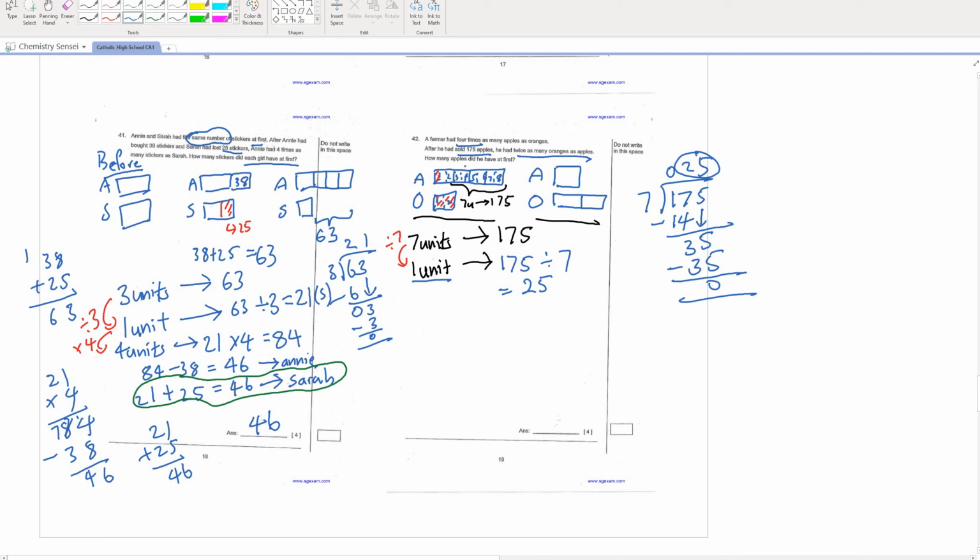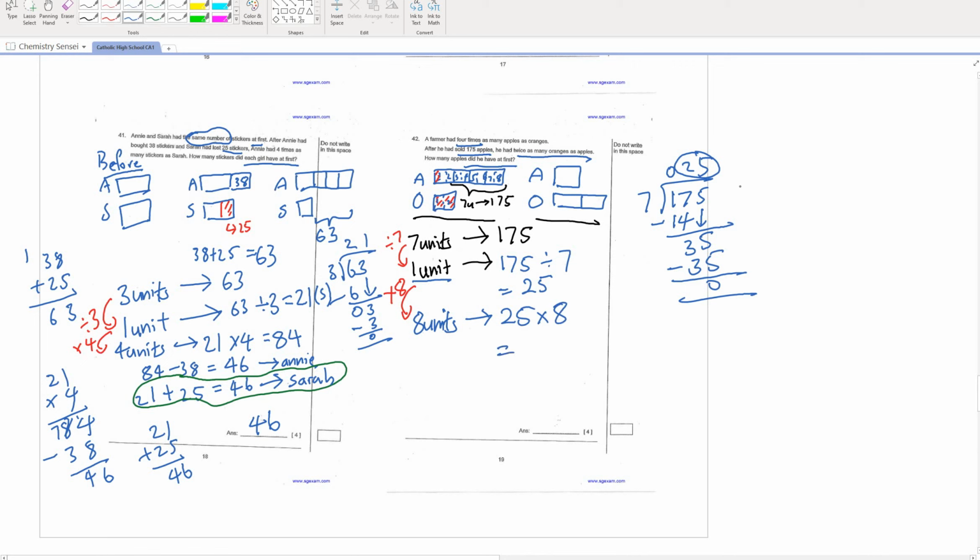Okay, how many apples did he have at first? At first he had 8 units. So from 1 unit, how do we get 8 units? We simply multiply by 8. So we have 25 times 8.